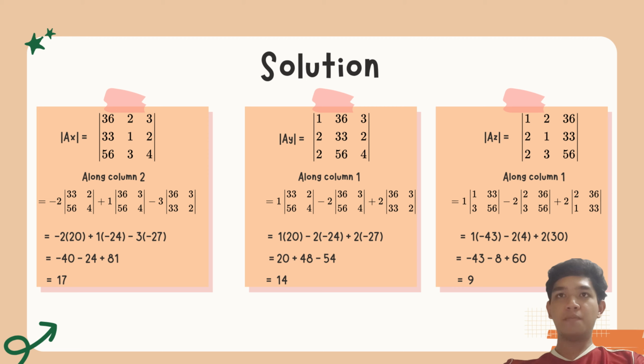Next, we need to complete the other 2 determinants, which are AY and AZ. Just like previously, we need to change the column with the constant matrix, but now, we change AY in column 2 and AZ in column 3. And then, we calculate both of the determinants by using along column 1. And we get AY equals 14 and AZ equals 9. After we obtain the determinants, now we need to calculate this result, which will be represented by the next presenter.